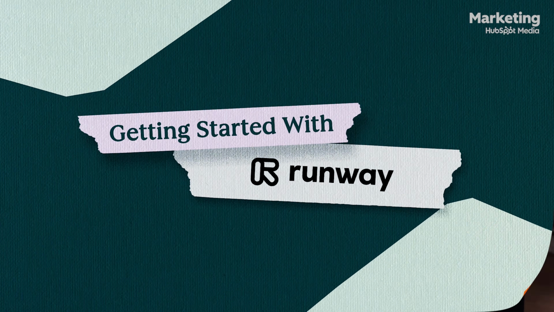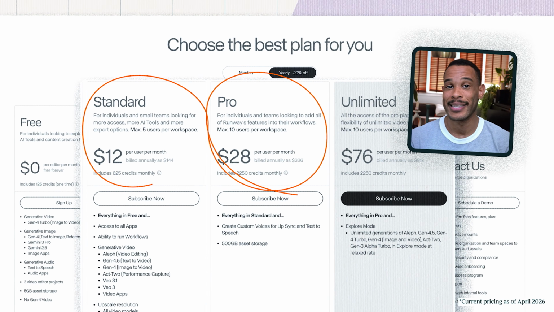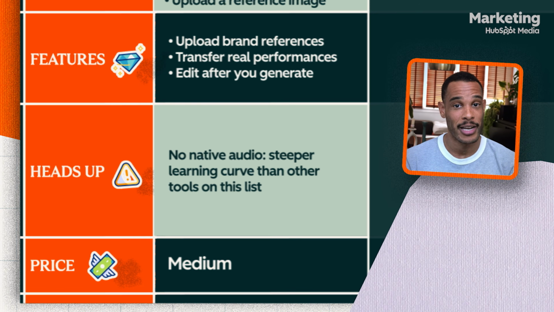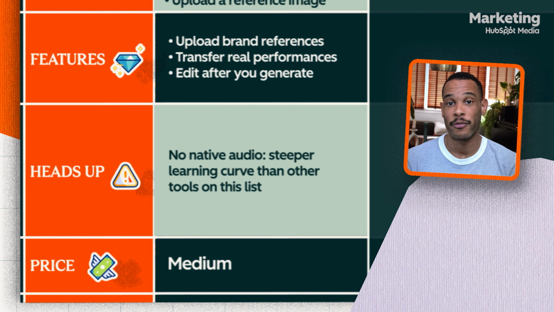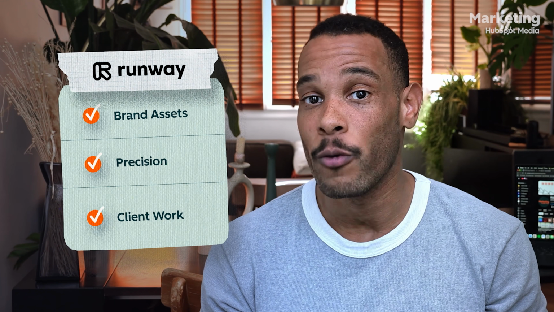You access it at runwayml.com. There's a free tier to experiment with, and paid plans scale from an affordable entry point up to higher usage tiers depending on your production volume. Their current model is Gen 4.5, available on all paid plans. Runway is your precision tool, built for professionals who need creative control over every element.